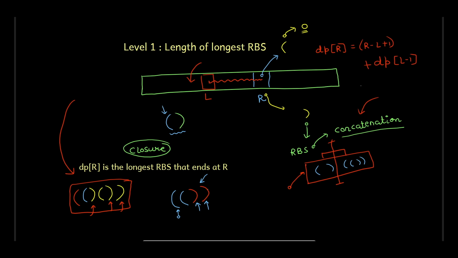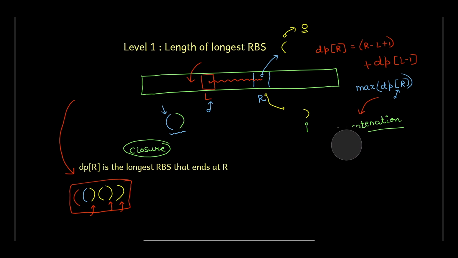And what is your final answer? Your final answer is the max of DP of R, because the longest RBS has to end at some index, so you compute it for all the indices and you take their maximum. So this is the standard way to solve it with DP. But how do you actually find out the closure? Like for each R, how do you know what is the smallest L? It is not difficult to find the closure if you really understand how a stack works.